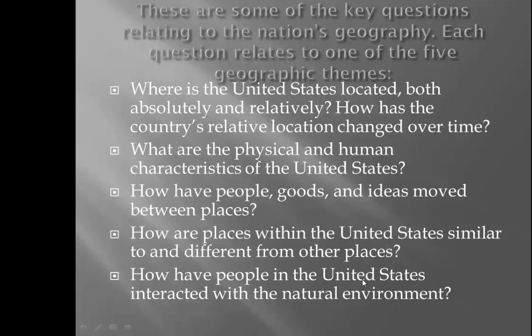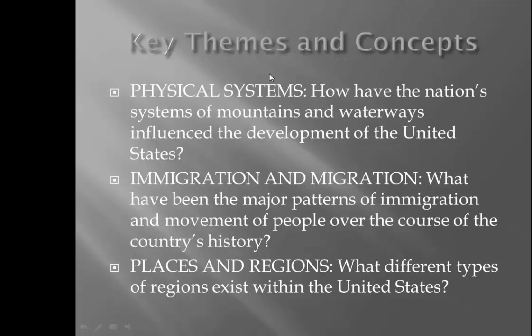How have people in the United States interacted with the natural environment? And that's going to be key as we progress in the nation. Geography and the environment is really going to dictate what we can and can't do. All right, so be aware of those questions, and once again, you may want to refer to them. All right, now moving on to some key concepts or key themes here. You've got physical, you have immigration, you've got places and regions.